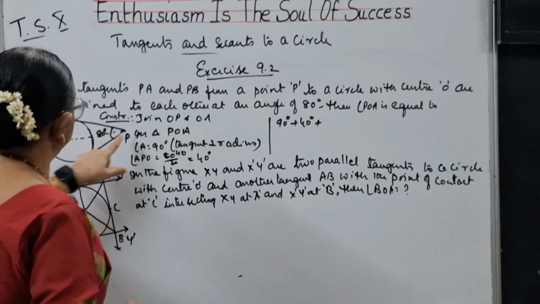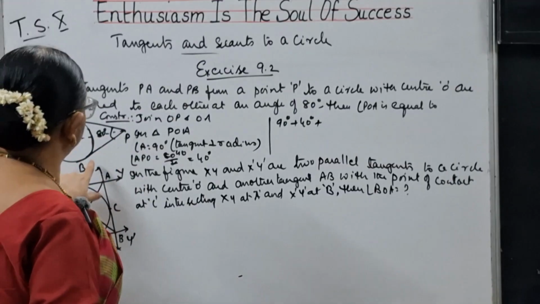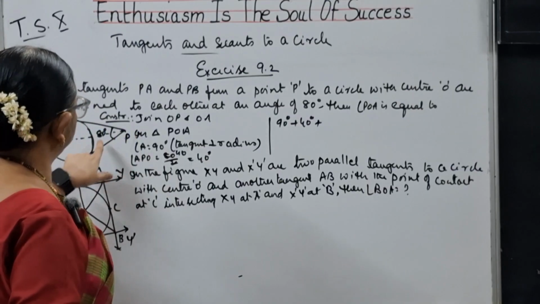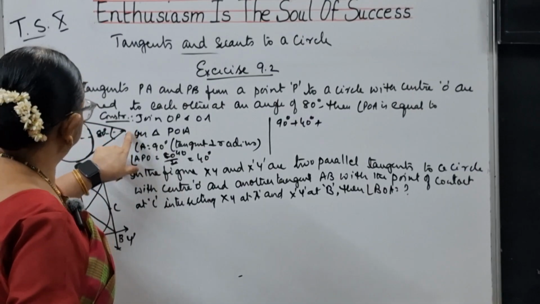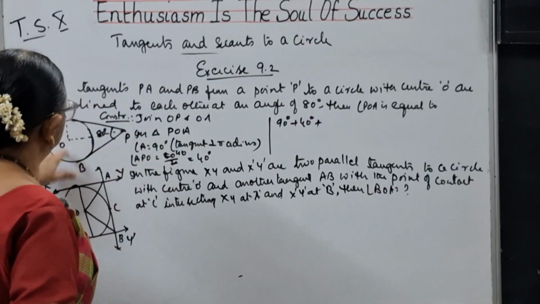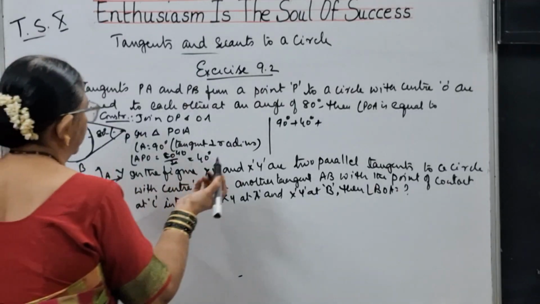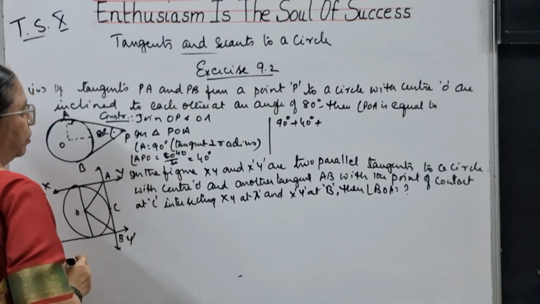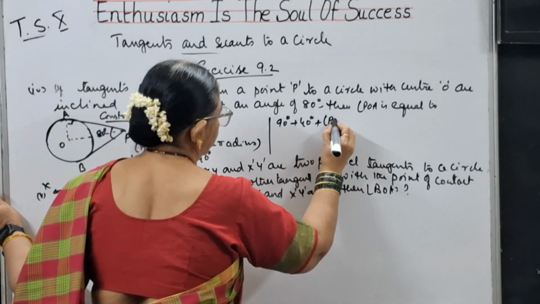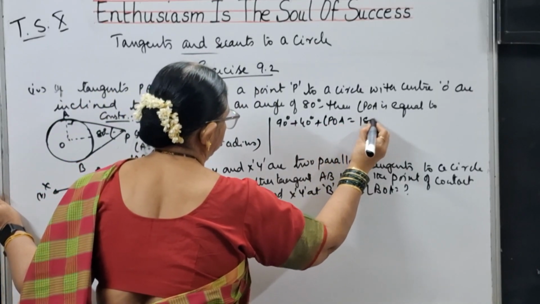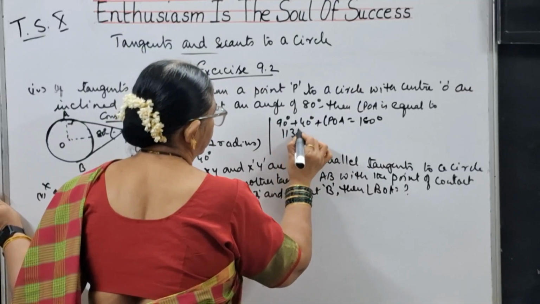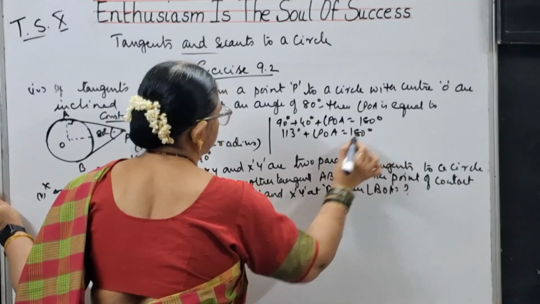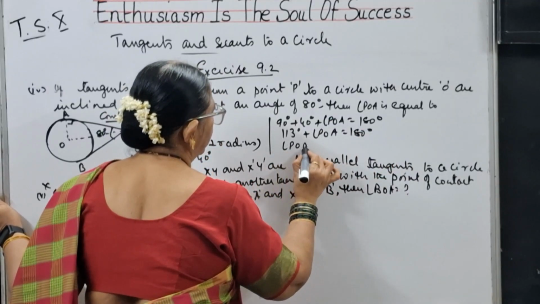PA and PB are the two tangents drawn from a circle with the center O, and they are inclined to each other at 80 degrees. What is angle POA? Angle POA, we don't know. This is 90 degrees. This is 40 degrees. So that is 130 degrees plus angle POA is equal to 180 degrees. So what is angle POA?